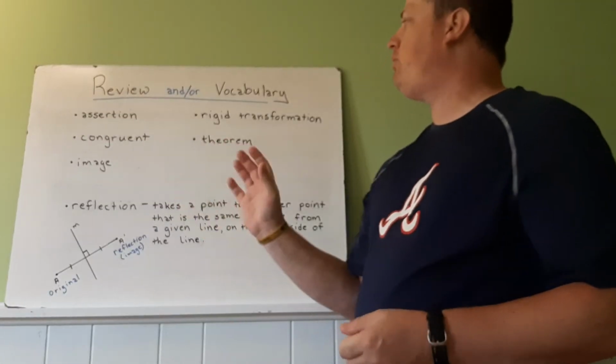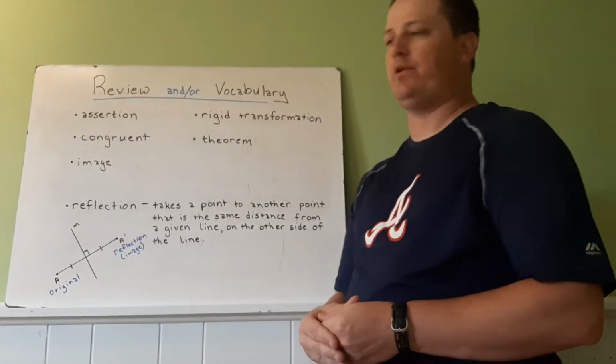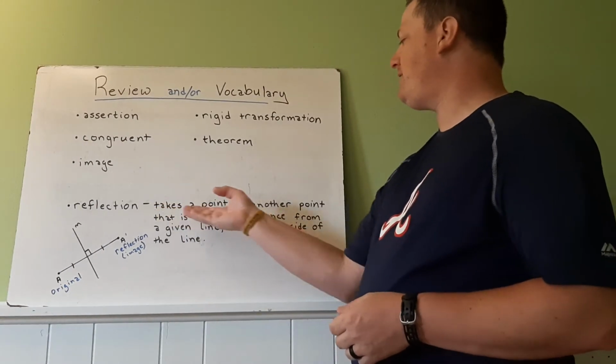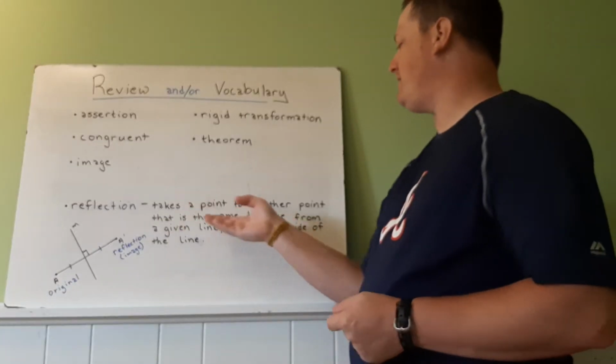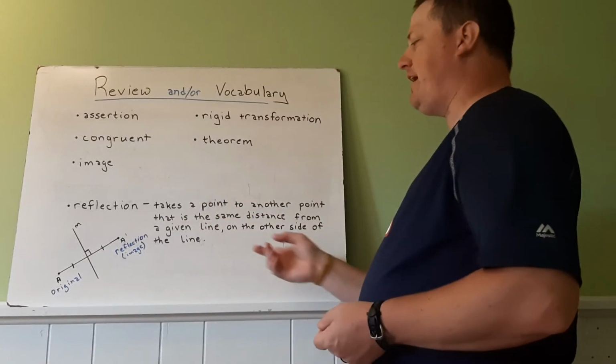All right, so one of the rigid transformations, and a lot of times one of the more difficult ones for people to understand, is reflection. And that is, it takes a point to another point that is the same distance from a given line on the other side of the line.